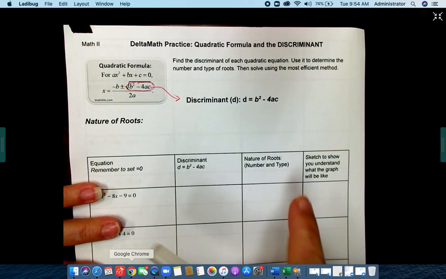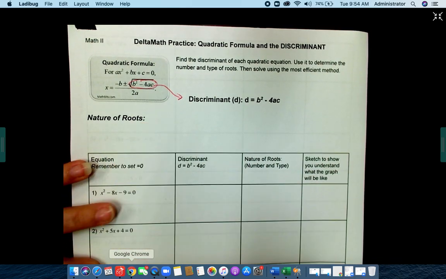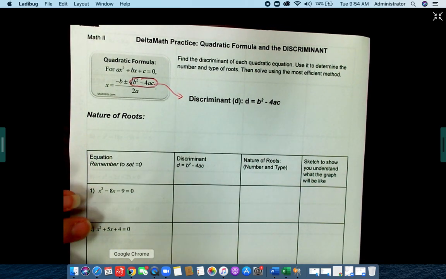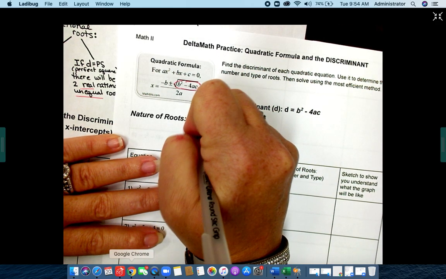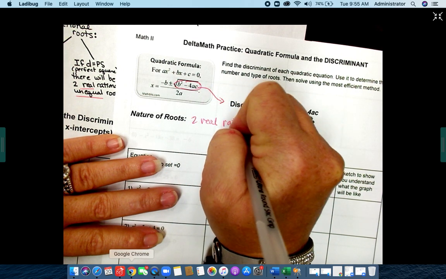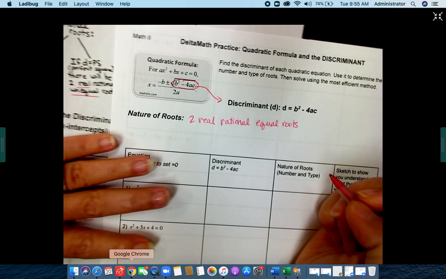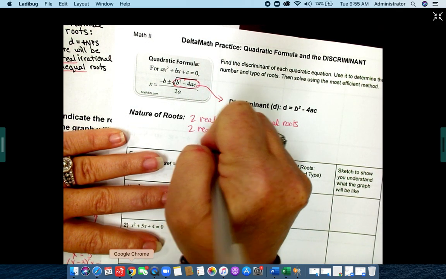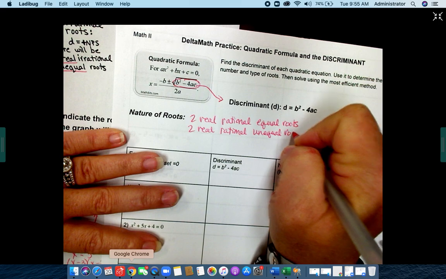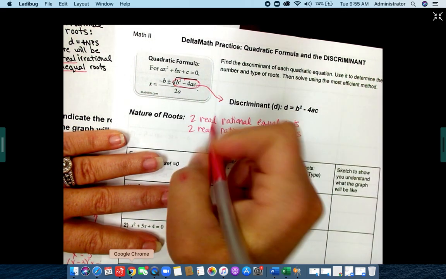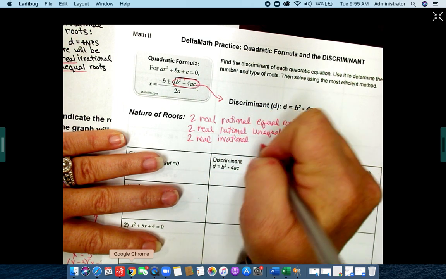So for this, it says find the discriminant of each equation, use it to determine the number and types of roots, and remember the nature of your roots. Your possibilities are, from your sheet, you can either have 2 real rational equal roots. You can have 2 real rational unequal roots. You can have 2 real irrational unequal roots.